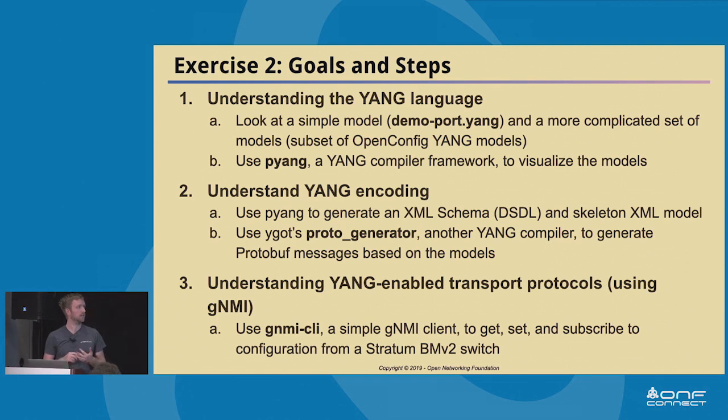The second part of the exercise is to help understand YANG encoding. We're going to use Pyang to generate the XML schema and a skeleton XML instance, as well as YGOT's proto-generator, which is another YANG compiler, to generate protobuf messages based on the models. Finally, we'll build an understanding of YANG-enabled transport protocols using gNMI, by using a simple gNMI client called gnmi CLI to get, set, and subscribe to configuration from a running Stratum BMV2 switch.